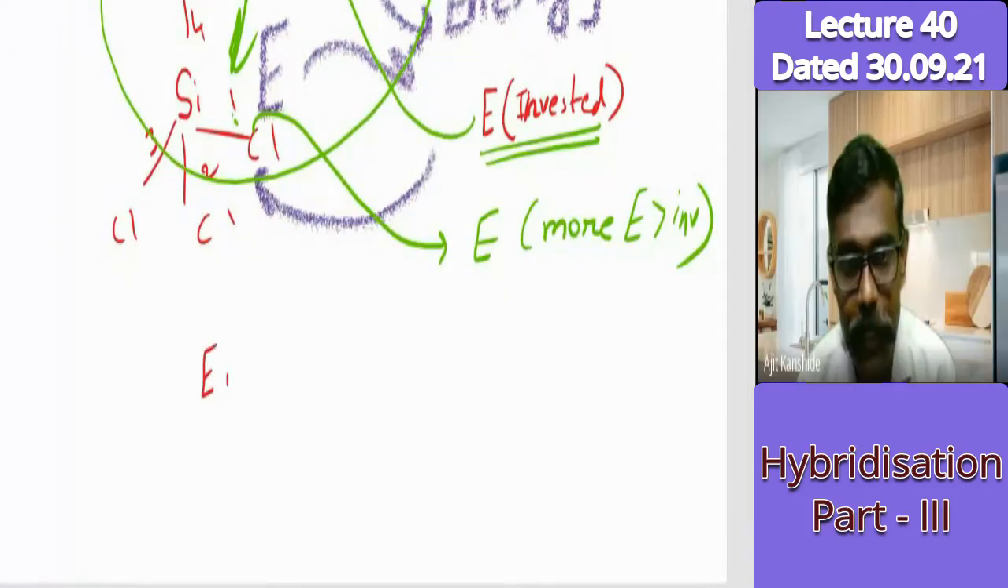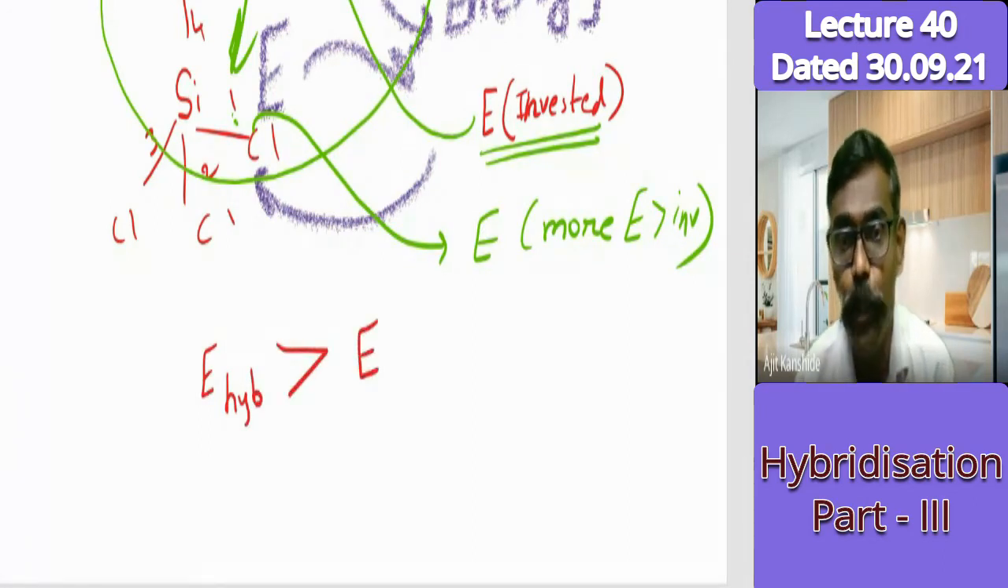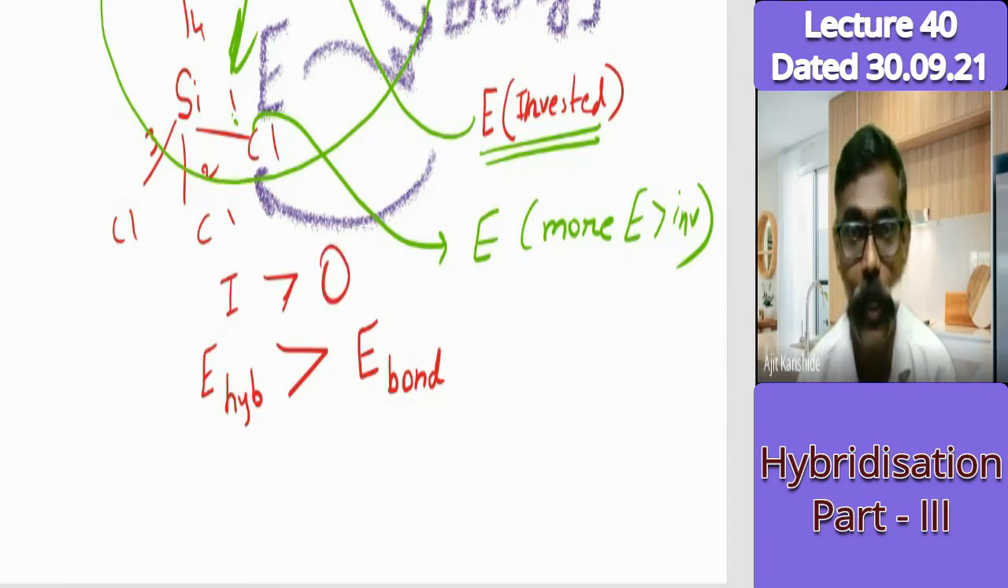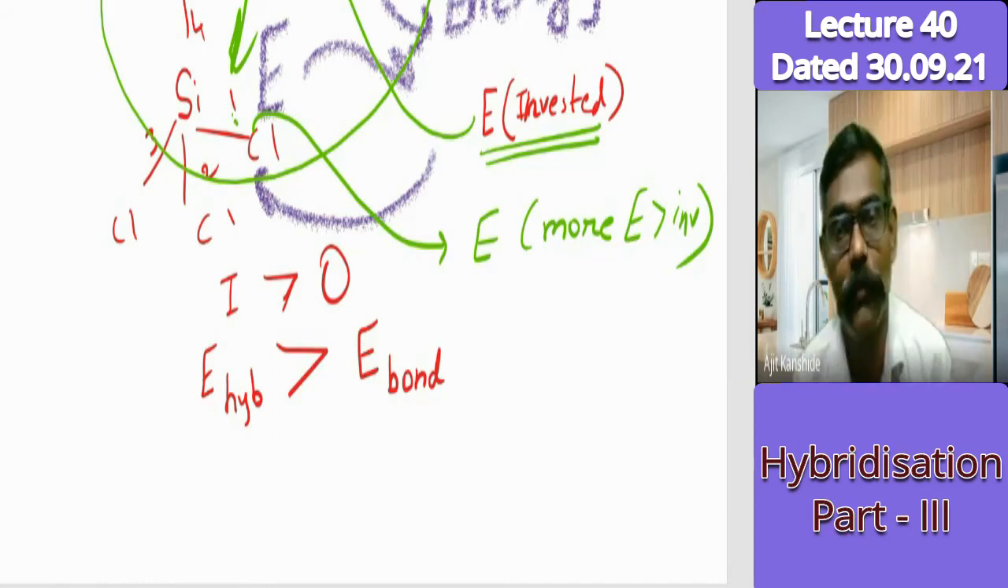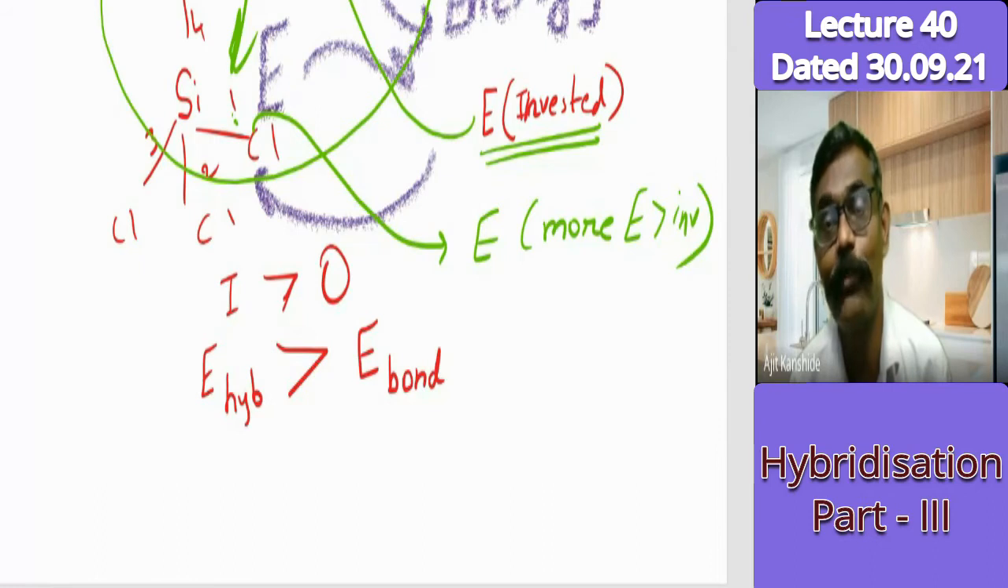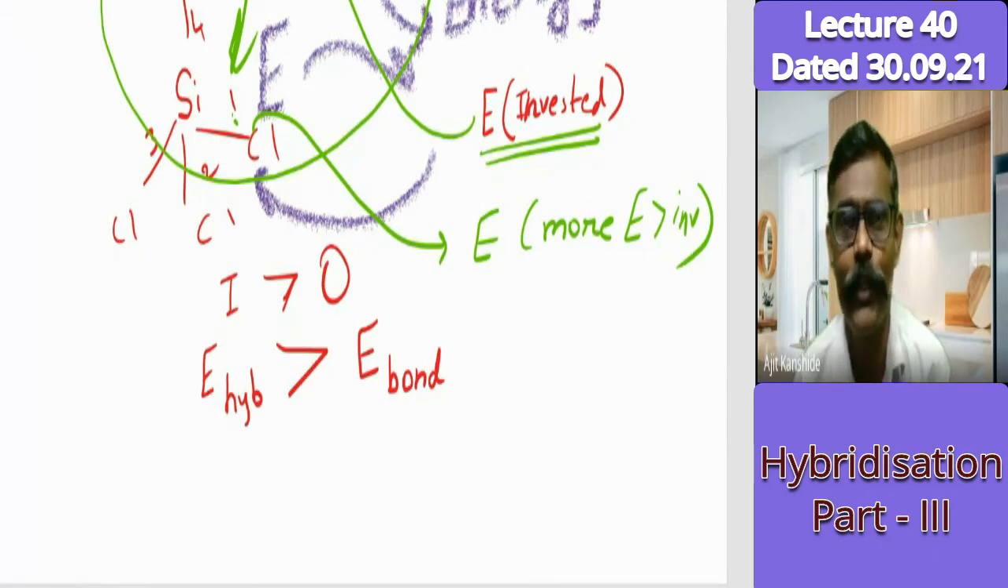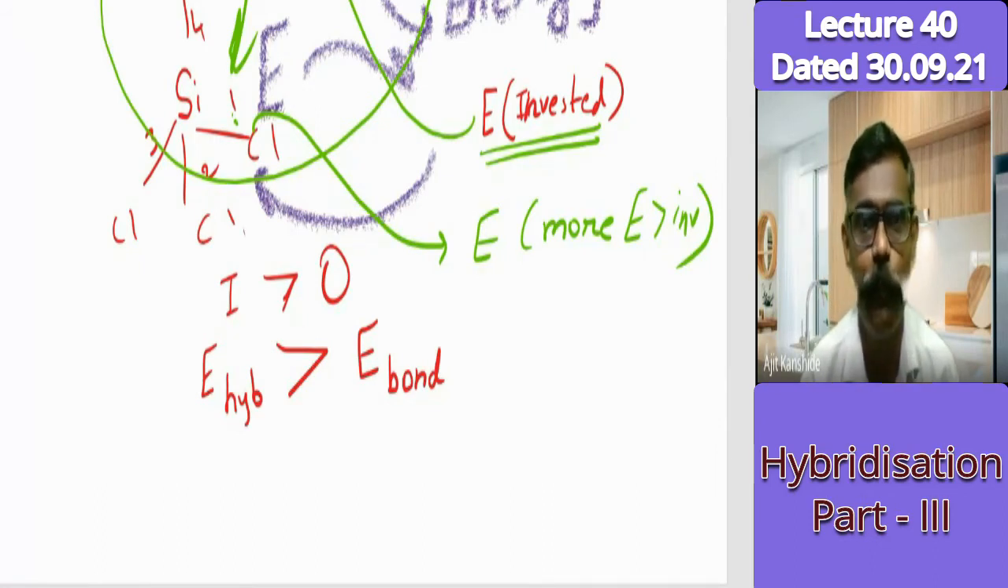If the energy needed for hybridization is more than the energy which comes out after bond formation, it means the investment is more and the output is less. You are investing a lakh rupees and the output is 90,000. The business is in loss. Atoms and molecules don't do a business which is in loss. They always remain in profit, so such a business they will not do.